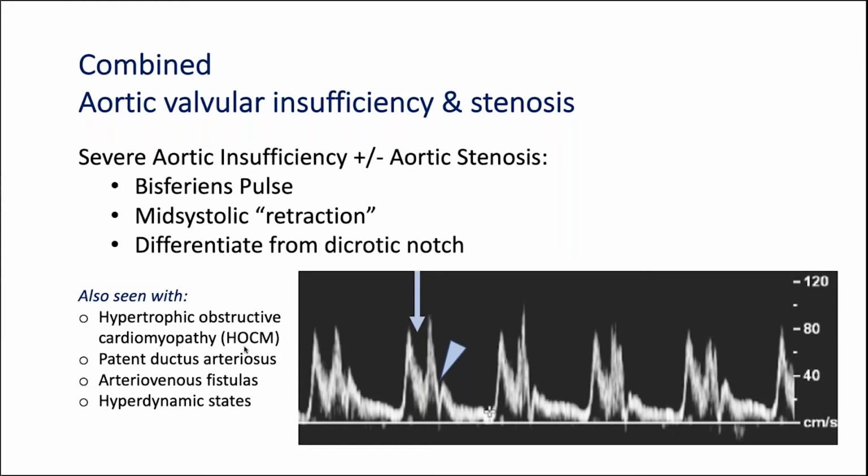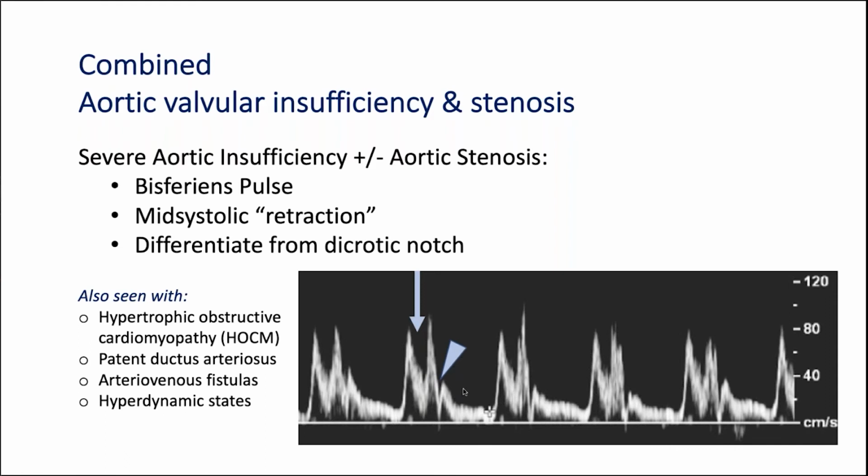Another finding that you may see in some of these cases is an unusual one. It's called the bisferiens pulse, and that refers to a duplication of the pulse. This is often seen in severe aortic valvular insufficiency, sometimes combined with aortic stenosis. In other words, combined stenosis and insufficiency. And you get a characteristic double pulse with each cardiac cycle.